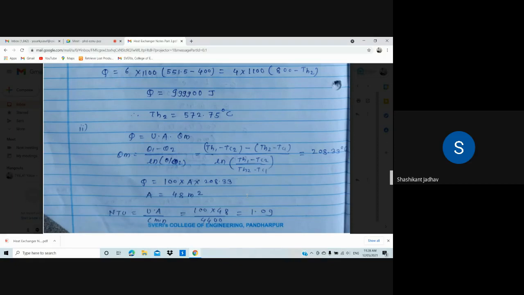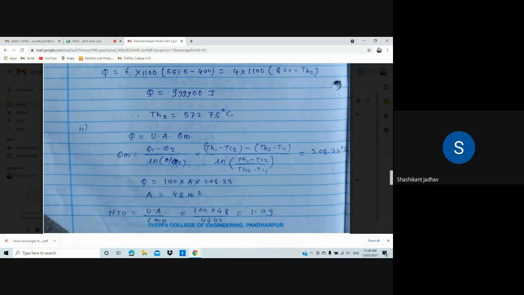Okay, so what is the answer of theta m? Anyone put that message in the chat box. So Dhanesh Rao put their answer, 208.39. Okay, so the correct answer is 208.3. This is the answer for the LMTD, that is theta m.